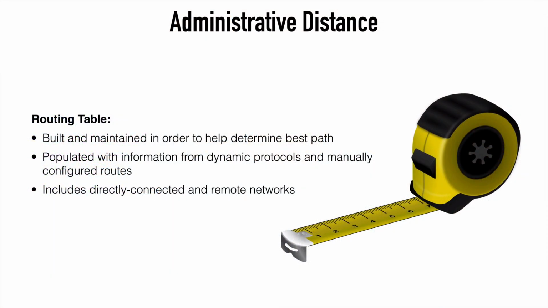The main job of our routers is to choose the best path among all of the available options for our traffic, and that's done by building and maintaining a routing table. Our network can use all sorts of different routing protocols, be that OSPF, EIGRP, BGP, and so on. Our routers will build a routing table by collecting information from those routing processes. This can include directly connected networks or remote networks.